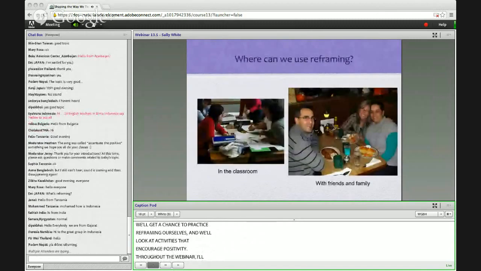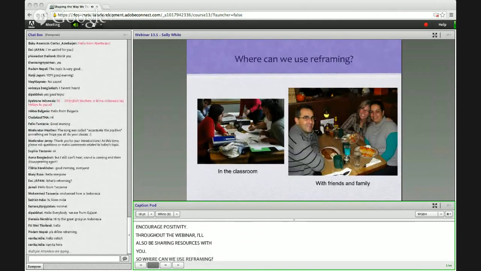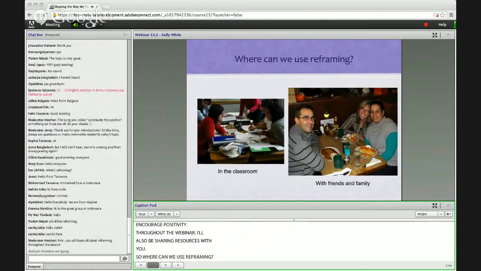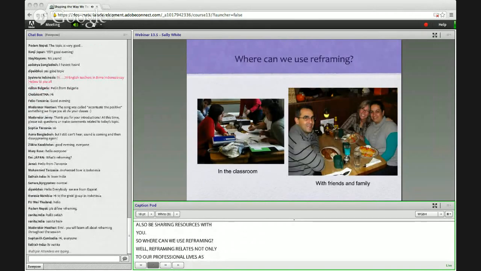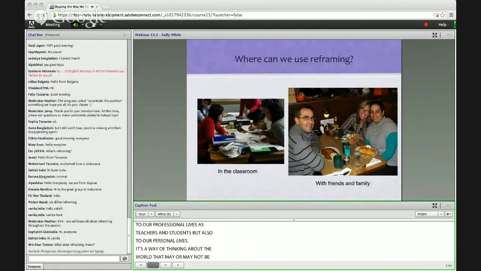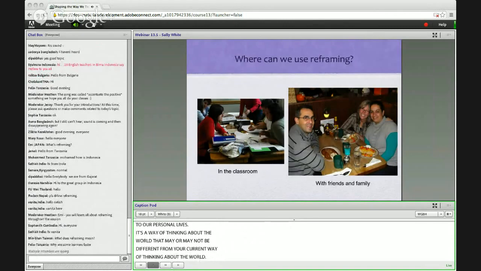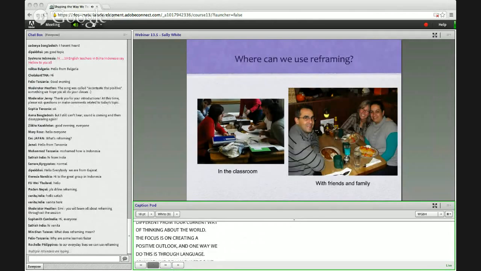So, where can we use reframing? Well, reframing relates not only to our professional lives as teachers and students, but also to our personal lives. It's a way of thinking about the world that may or may not be different from your current way of thinking about the world. The focus is on creating a positive outlook, and one way we do this is through language. So what kind of language do we use to promote this positive atmosphere?